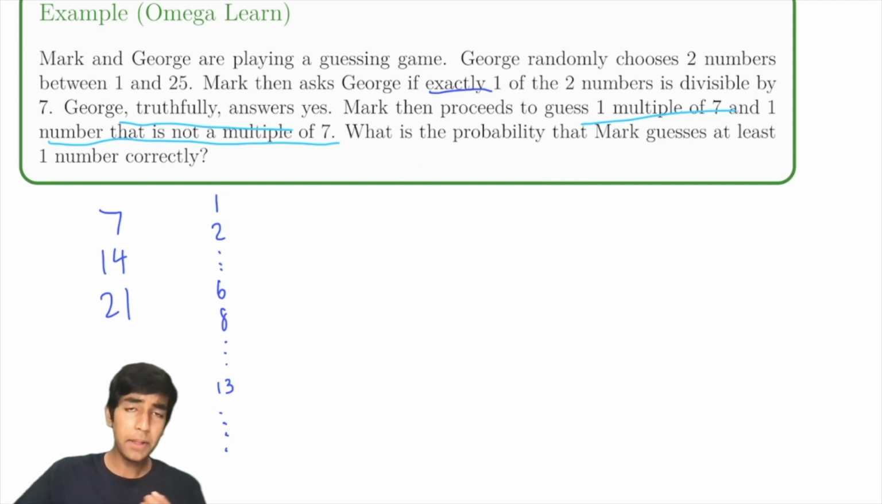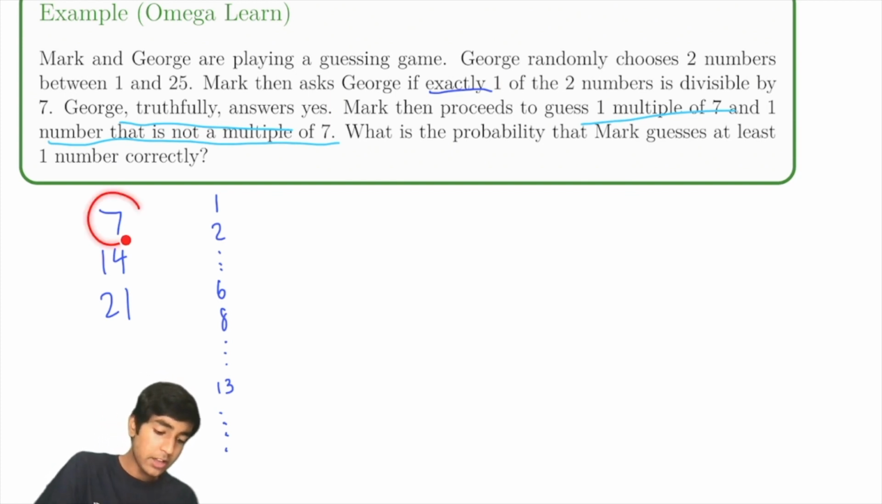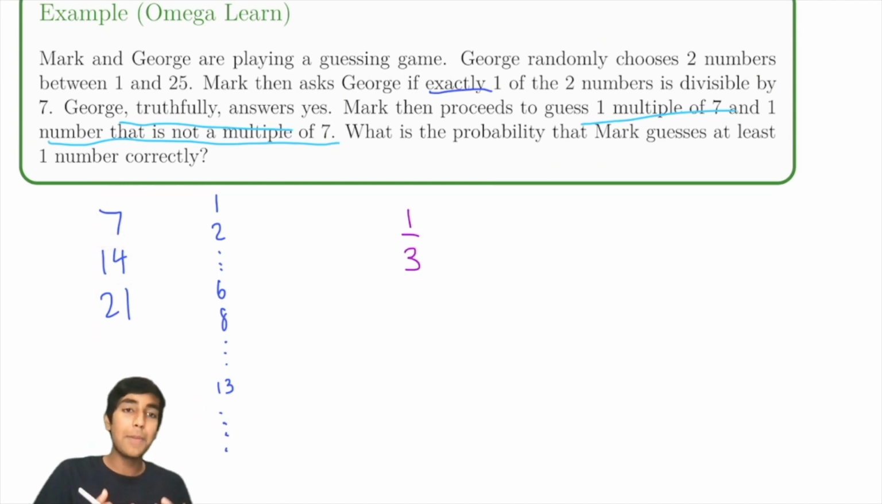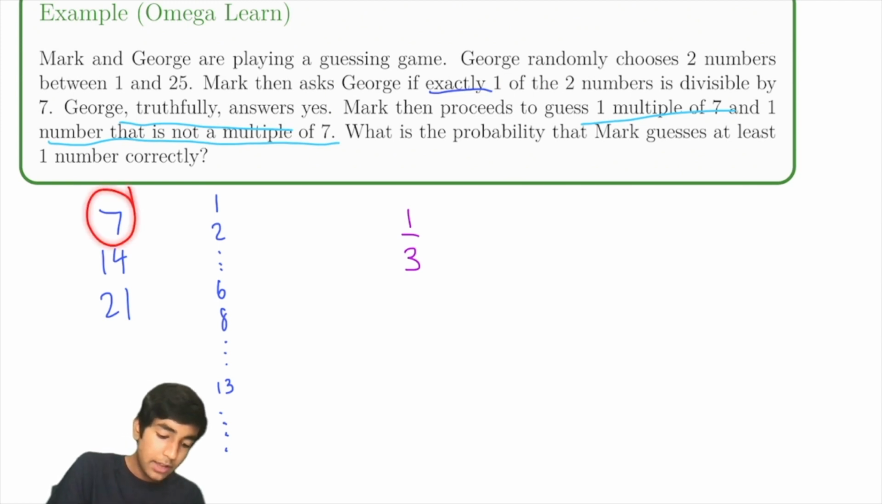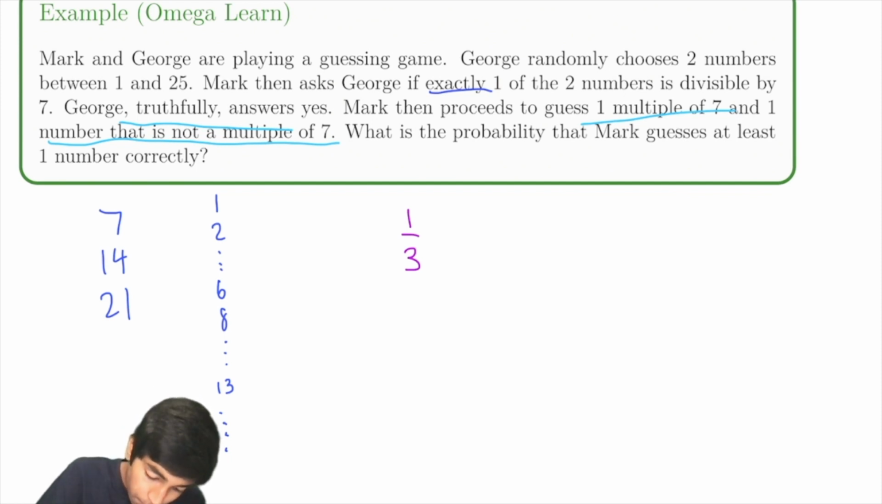So what is the probability that he guesses the multiple of 7 correctly? There are 3 multiples of 7 less than 25. So there's going to be a 1/3 chance of picking the multiple of 7 that George was thinking of. If George was thinking of 7, for example, then if he randomly picks a multiple of 7, he has a 1 in 3 chance. Similarly, if George picked, let's say, 21, again, a 1 in 3 chance if you randomly guess a multiple of 7. So 1/3 chance, multiple of 7 correct.